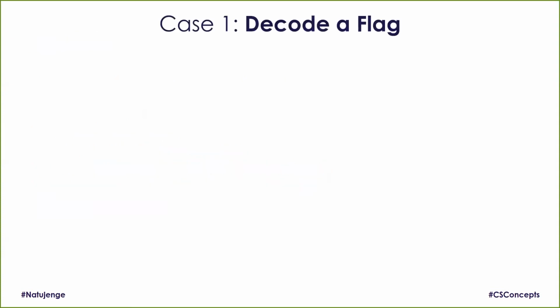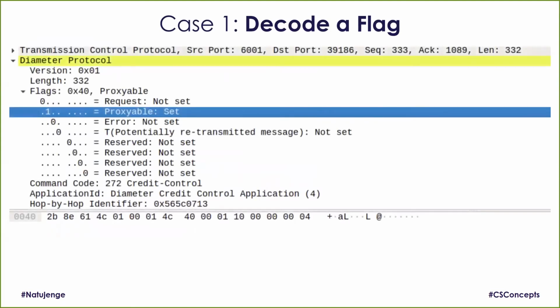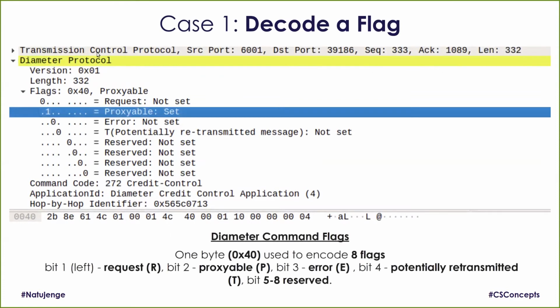On to my first case, which is decoding a flag. In this case, we'll consider a protocol called the Diameter protocol, and we will consider 1 byte, which carries a lot of flags, 8 flags to be specific, in our Wireshark trace. Wireshark is a tool with which you're able to view the trace, or basically a series of bytes. You can decode them using Wireshark.